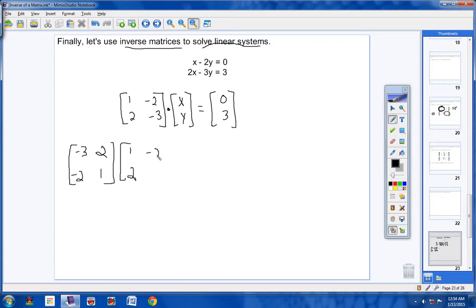So let's stop and review. The first thing you do is you set your matrix equation up. So you take your coefficients and put them right here, okay? Then you put an x and a y right here because your unknowns are x and y. Then you put your constant terms right here, okay? Next, you find the inverse of this matrix here, and then you multiply it times this side, okay?